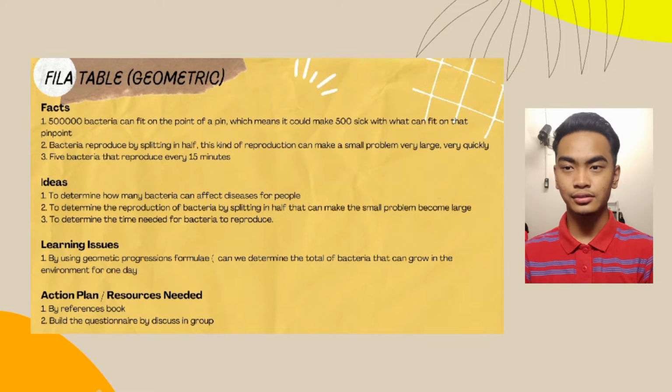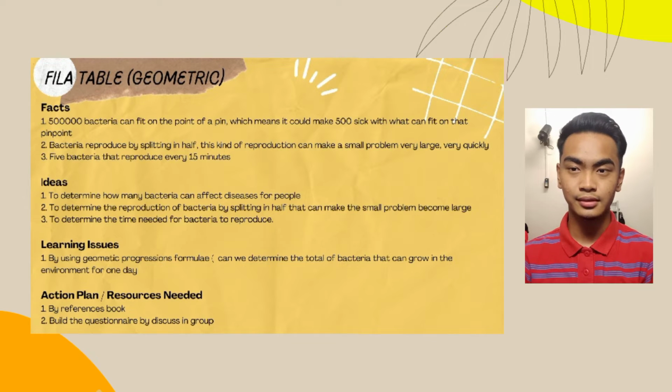Ideas. First, to determine how many bacteria can affect disease for people. Second, to determine the reproduction of bacteria by splitting in half that can make the small problem become larger. Third, to determine the time needed for bacteria to reproduce.